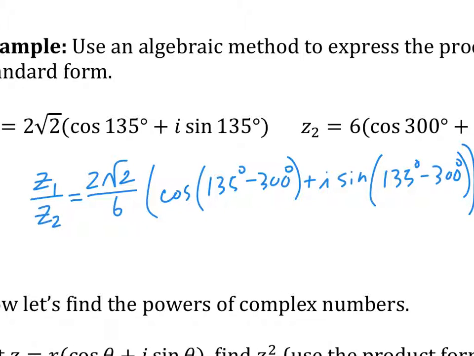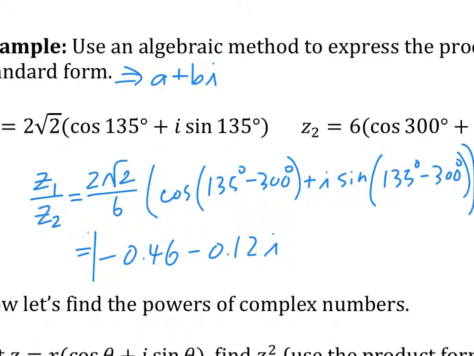Okay, the last thing you want to do is just double check what kind of form they want. They also still want standard form, so they still want a plus bi. So go ahead and figure out the answer. All right, the answer is negative 0.46 minus 0.12i.